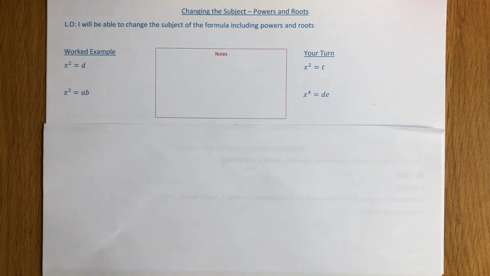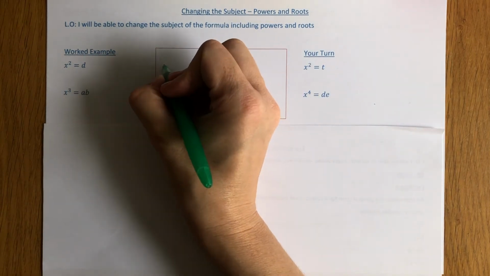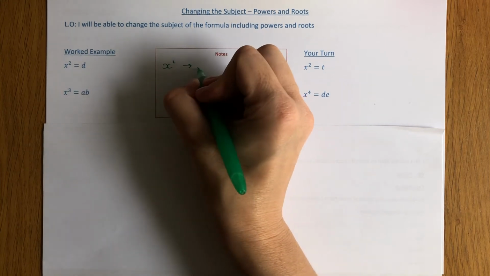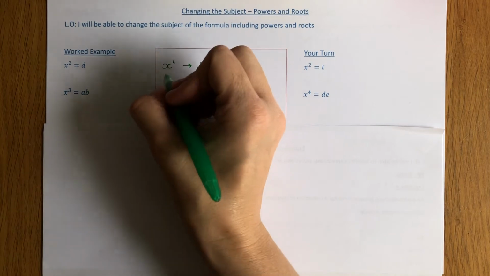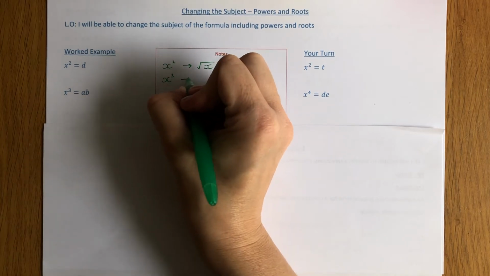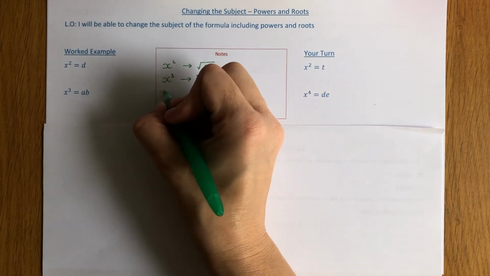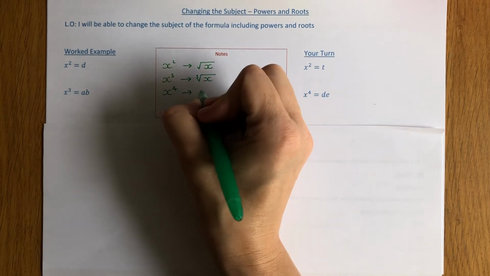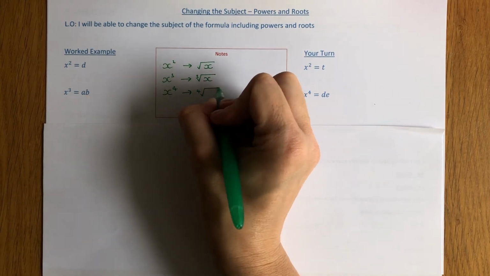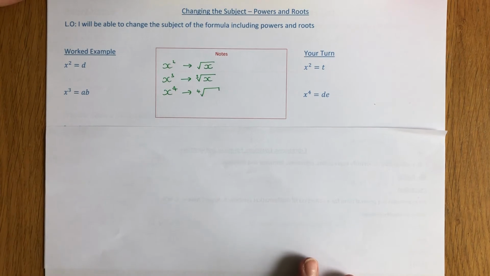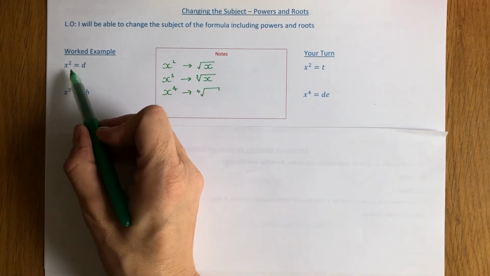Okay, so before we start, we just have to remember what the opposite of squaring is. If you have x squared, the opposite of that would be to square root it. If I had x cubed, the opposite of that would be to cube root it. If I had x to the power of 4, the opposite of that would be to find the fourth root, and so on.